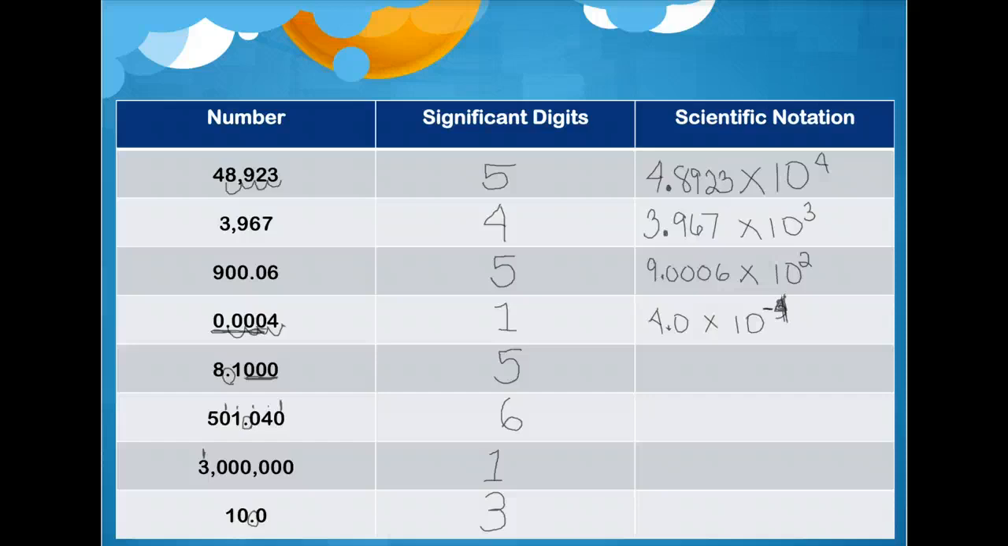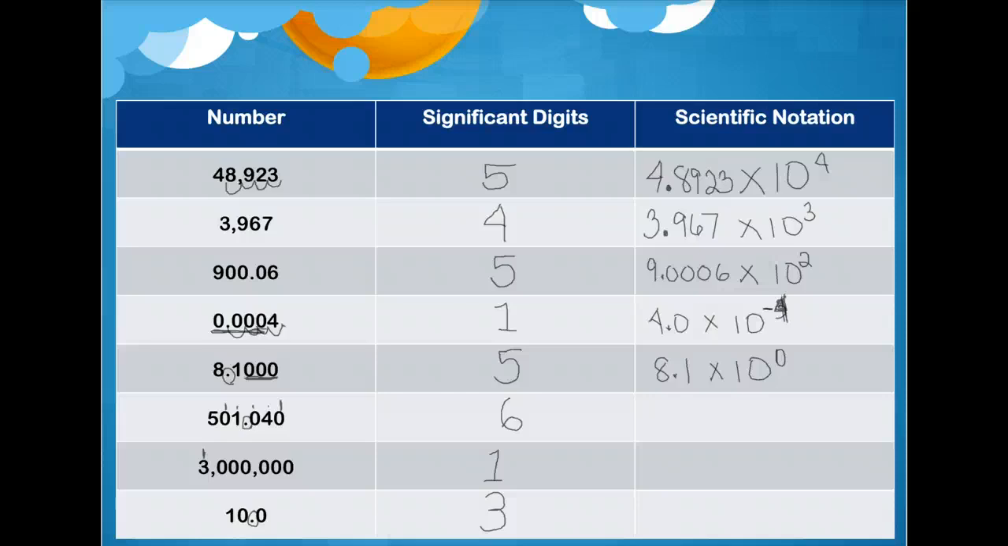Okay, now this next one, 8.1 times 10 to the 0 power, because we didn't have to move the decimal at all, because there's the decimal. Okay, so when it's to the 0 power, we're not moving the decimal. It's already where it needs to be. But this is how we'd write it in scientific notation.